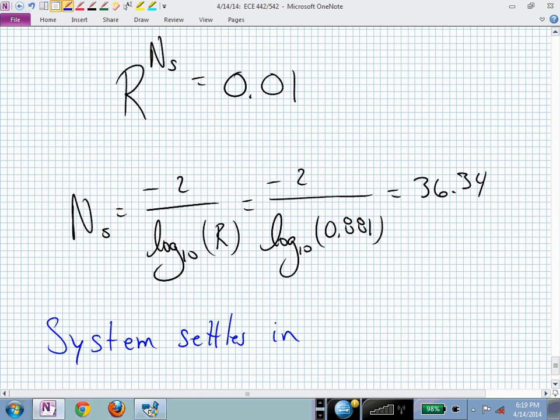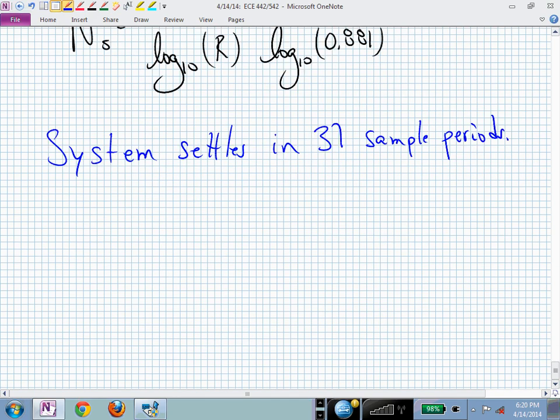System settles in how many sample periods? 37. That may or may not be fast enough. What's our steady state error due to a constant input for this system? Somebody put in a constant input to a reference in our closed loop configuration. We have a gain of 0.011. What's our steady state error?